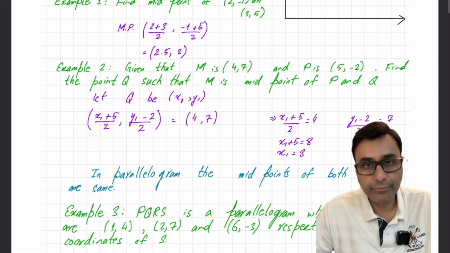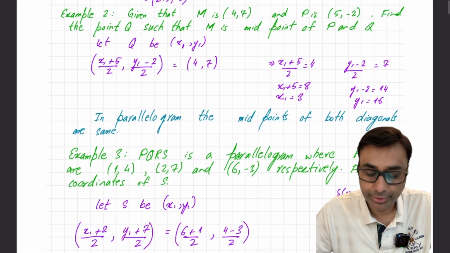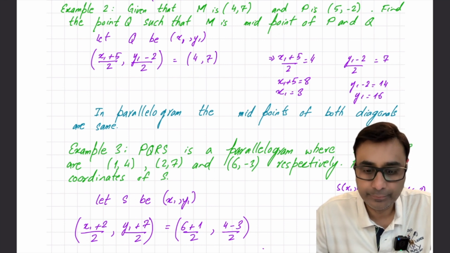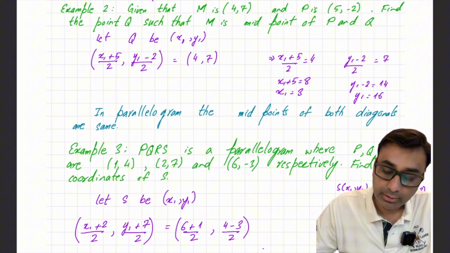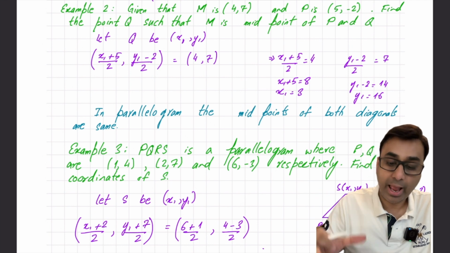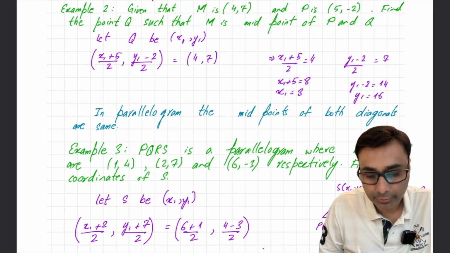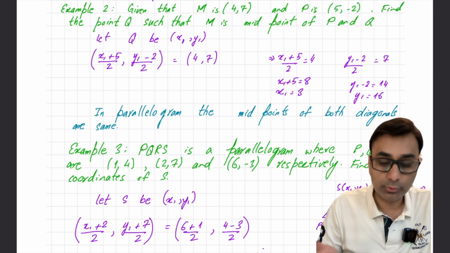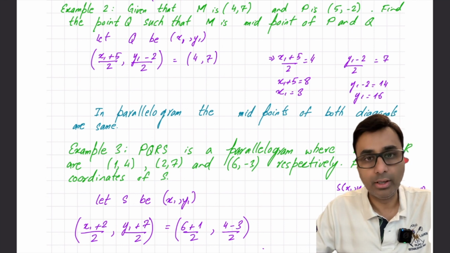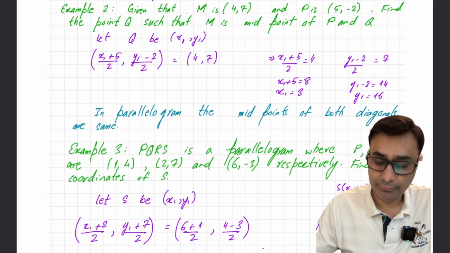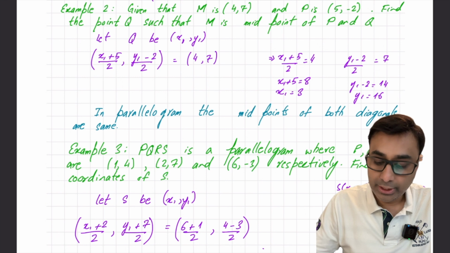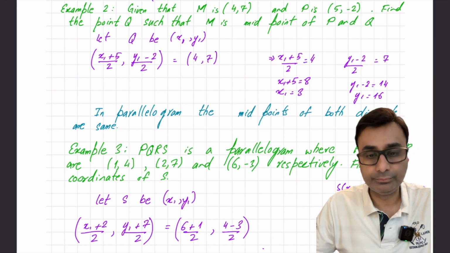One more situation where you use this formula a lot is where you know three vertices of a parallelogram and you have to find the fourth vertex. You must know that a rectangle is also considered in the category of a parallelogram. A square is also considered a parallelogram, or even if you have a rhombus, that would also be considered a parallelogram. So for all of these figures, whichever diagram is a parallelogram, the midpoints of the diagonals are supposed to be the same.